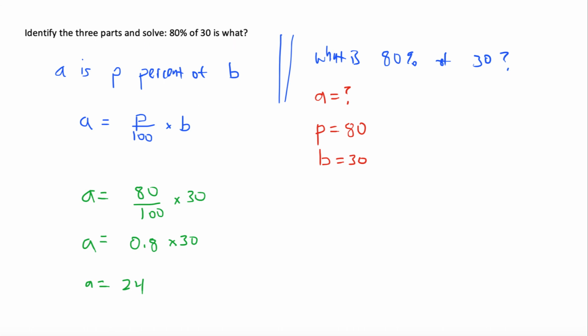Now you can imagine, let's say you actually got 24 out of 30 on a quiz or on an exam. What does that mean? It means that your percentage here is going to be 80%. So 24 out of 30 is 80%. So don't be confused by the order of the wording or the values. Your job is to determine what the three parts are, and plug them into this formula.